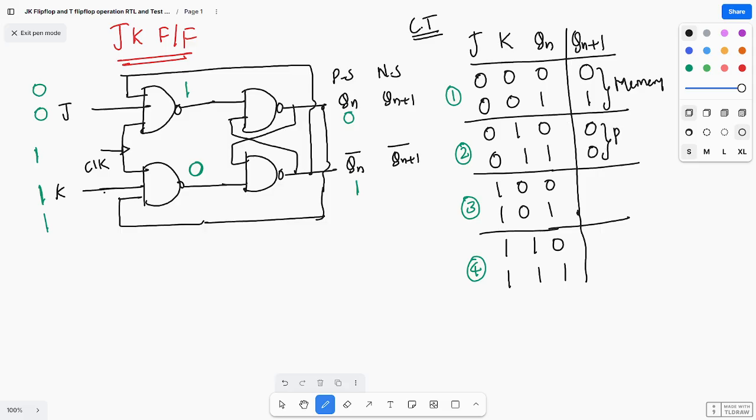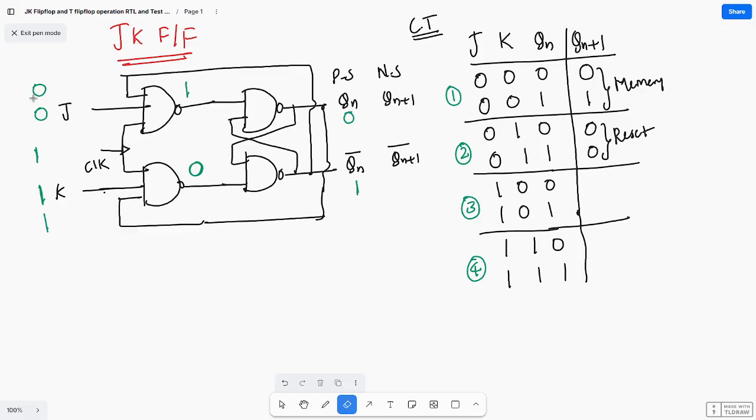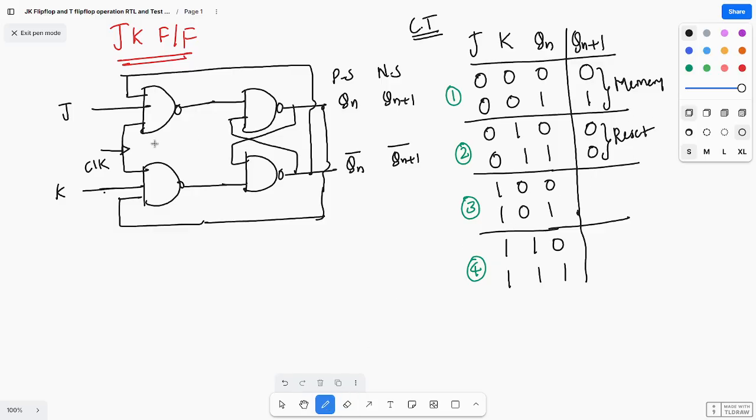Reset state. Okay, reset state. And next, the third case we'll see. If you see the third case, J equals 1 and K equals 0. Okay, and anyway clock is 1 only.